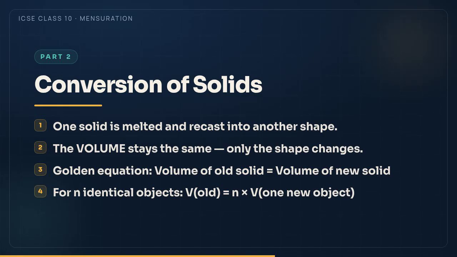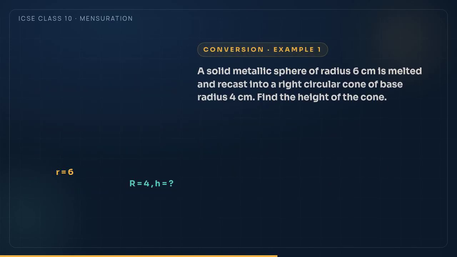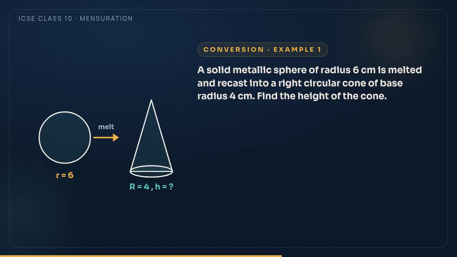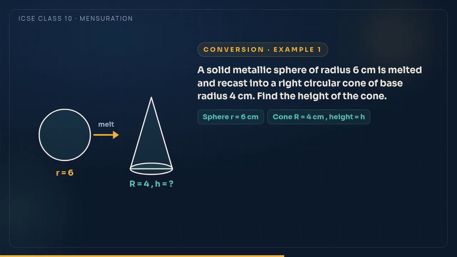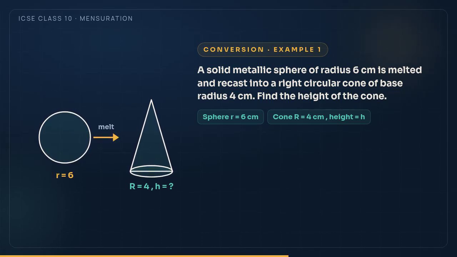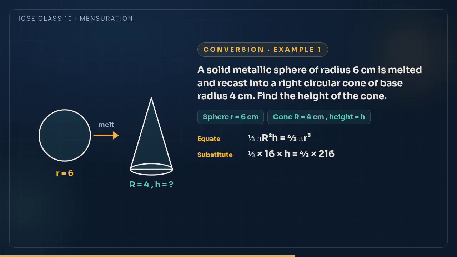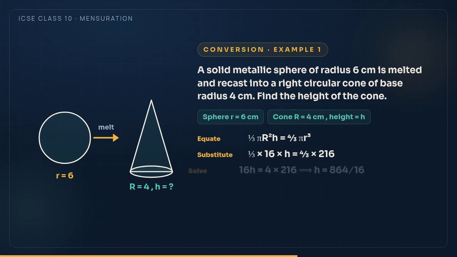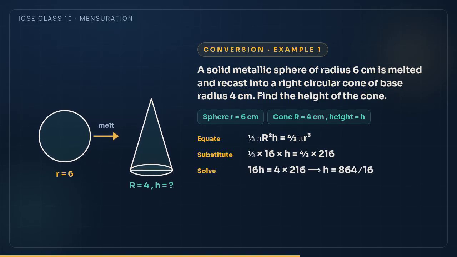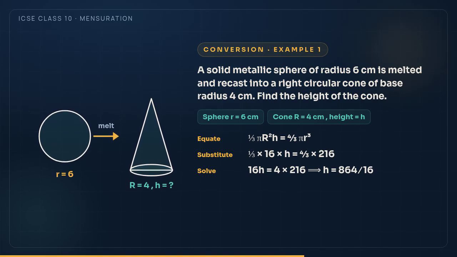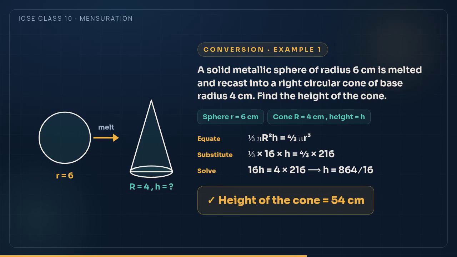Never equate surface areas. Example 1 of conversion. A solid metallic sphere of radius 6 centimeters is melted and recast into a right circular cone of base radius 4 centimeters. Find the height of the cone. Volume of the cone equals volume of the sphere. So 1/3 pi r squared h equals 4/3 pi r cubed. Pi cancels from both sides, and multiplying throughout by 3 gives 16h equals 4 into 216.